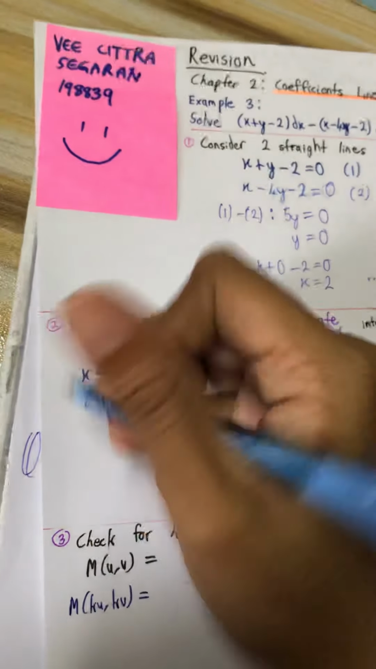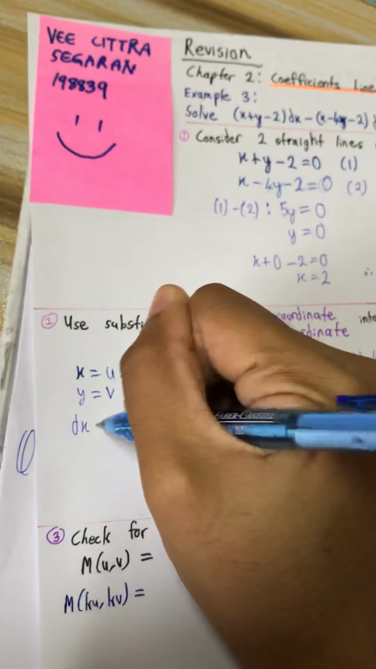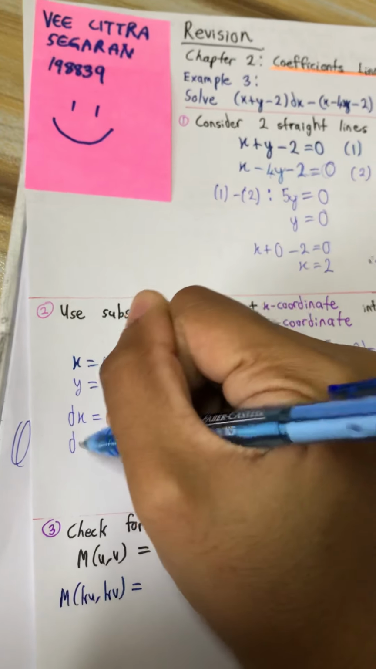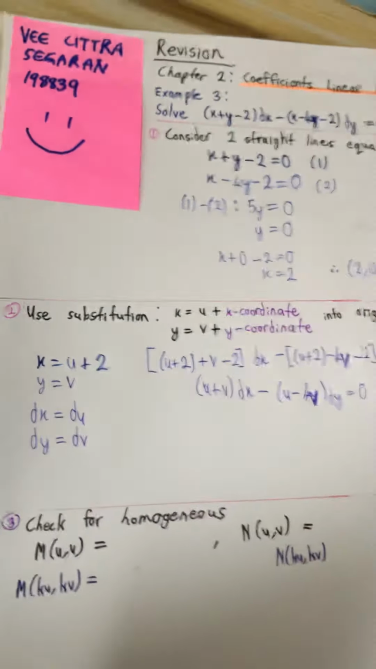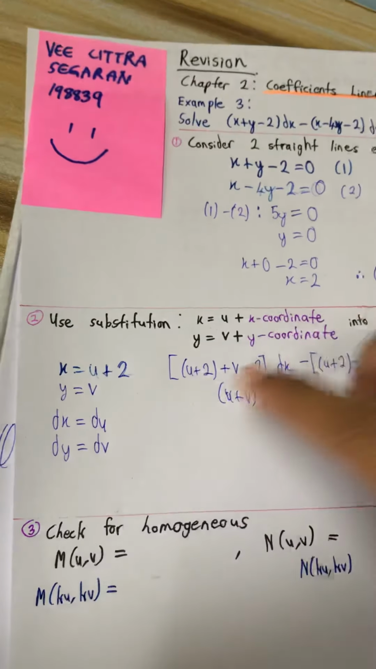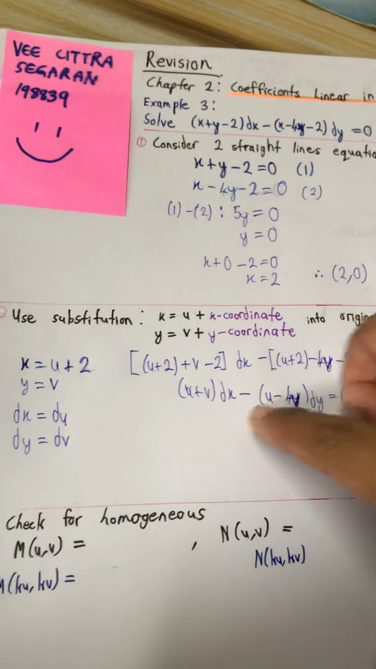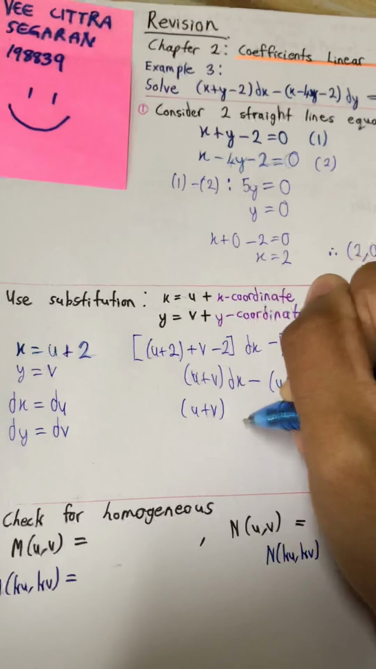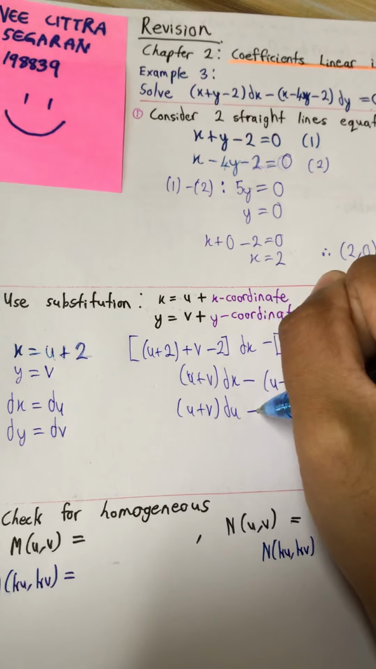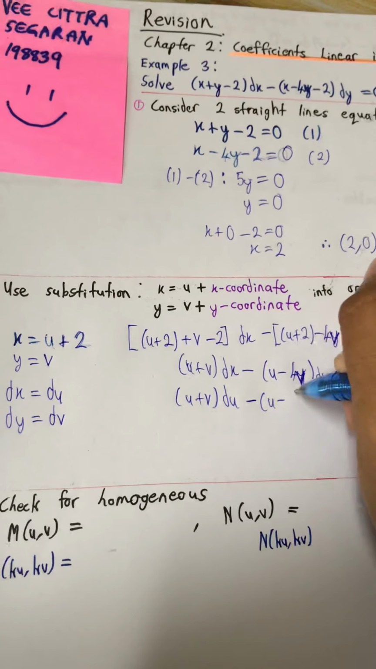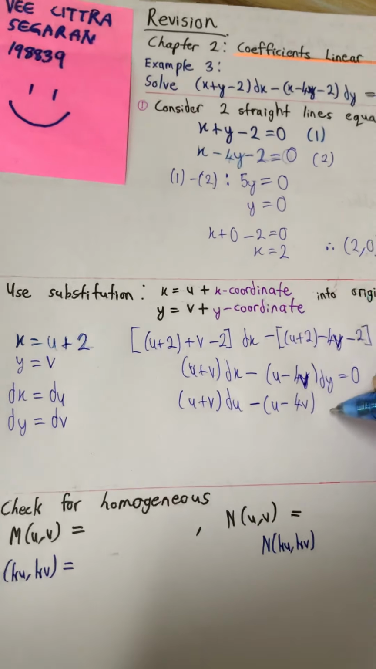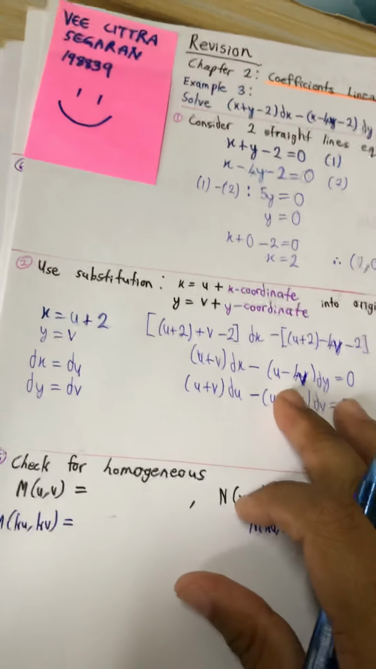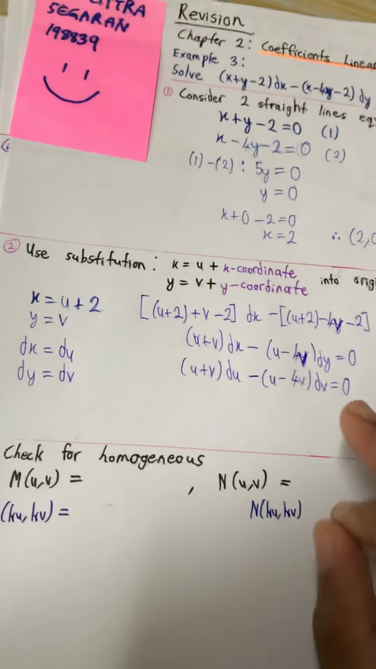Okay, sorry, I missed to substitute. So dx will become du when we differentiate it, and then dy will become dv. So we also have to substitute the du and dv here. So we get (u + v) du - (u - 4v) dv = 0. So here we get the equation after the substitution.